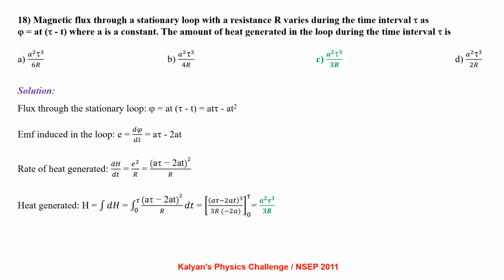Rate of heat generated dH by dt is nothing but E square by R. So it is (a tau minus 2at) whole square by R. Upon integrating, we have H equals integral dH, integral from 0 to tau of (a tau minus 2at) whole square by R dt. Perform the integration and substitute the limits. We have heat generated equal to a square tau cube by 3R.